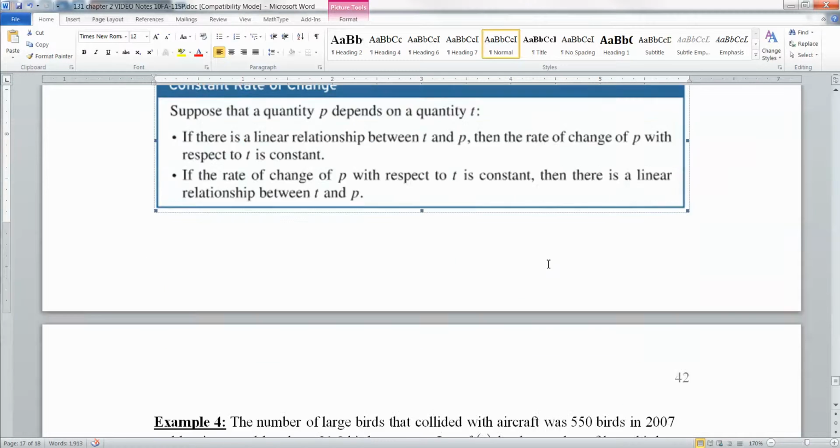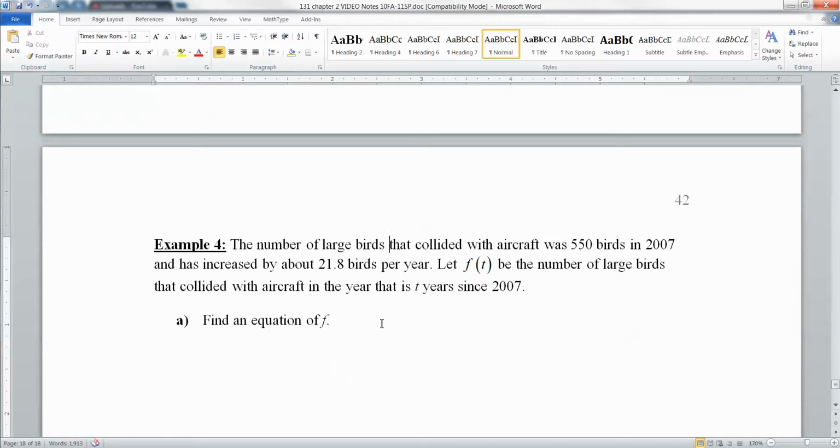Now, what happens to us most of the time is things aren't exactly a line, but they'll be close to that, close to a line, close to that steady rate. All right, let's do another problem right here. The number of large birds that collided with aircraft was 550 birds in 2007, and it has increased by about 21.8 birds per year. Let f of t be the number of large birds that collided with aircraft in the year that is t years since 2000. Find an equation of f.